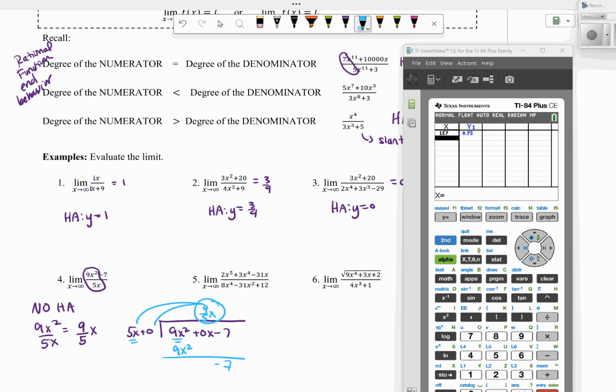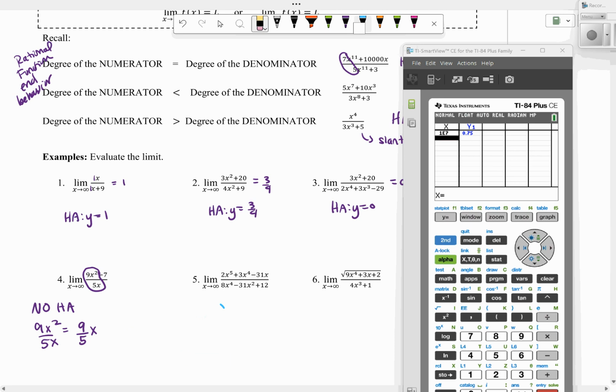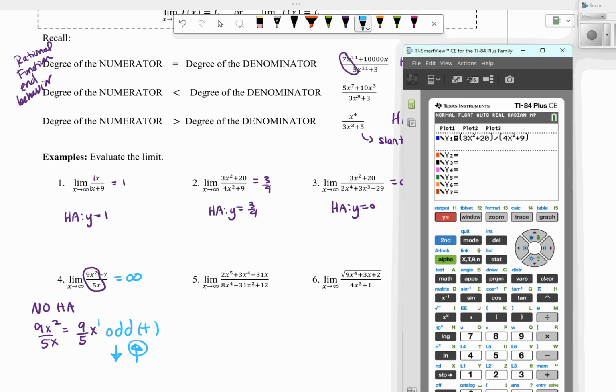So we have no horizontal asymptote, and the end behavior of this function is odd, and the leading coefficient is positive. So the left end goes down and the right end goes up. That tells me that as we're approaching positive infinity, we would go up towards positive infinity. If the question was the limit as x approaches negative infinity, your answer would be negative infinity. And again, you can go to your y equals and confirm this.